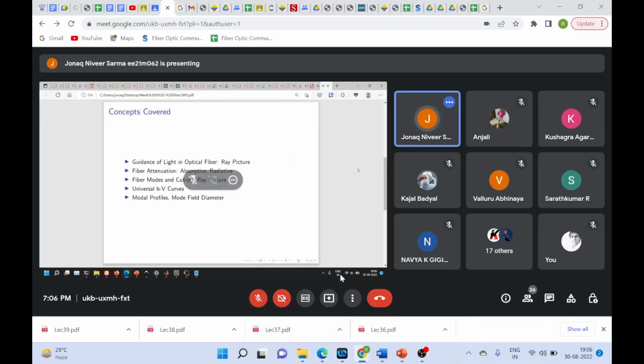Finally, we started with fiber. This week and the next week, we'll cover the basic concepts regarding fiber and transmission through fiber. We started with the ray picture. I hope that part was familiar to all of you. And then we just discussed briefly the mechanisms with which attenuation in fiber happens.